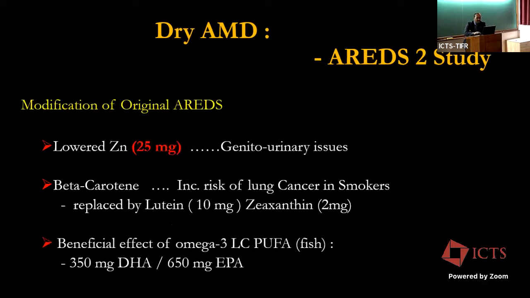But they found that with that 80 milligrams zinc, there were genitourinary issues, and that had to be scaled down to 25 milligrams. Beta carotene: people who were smokers had an increased risk of lung cancer. It was replaced by lutein and zeaxanthin. And they also found an additional beneficial effect of omega-3 long-chain polyunsaturated fatty acids, 350 milligrams docosahexaenoic acid, 650 milligrams eicosapentaenoic acid.